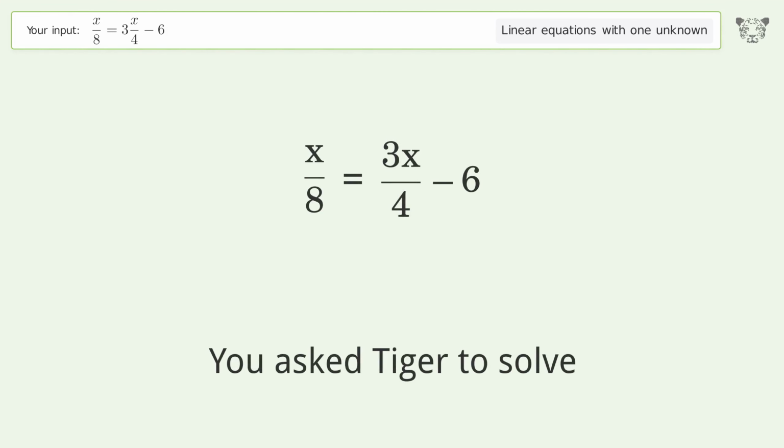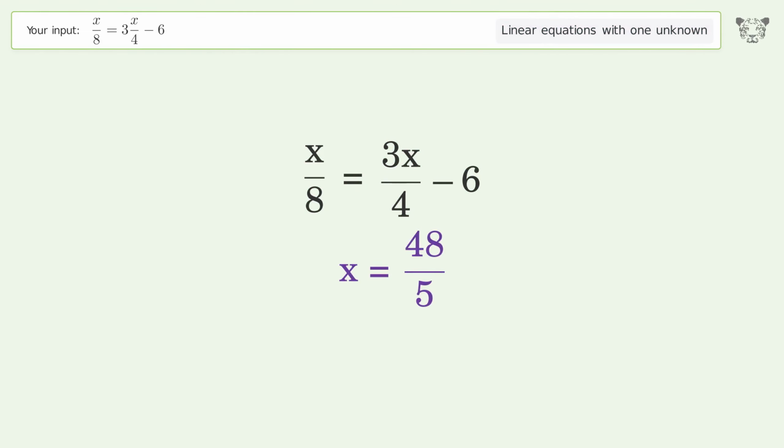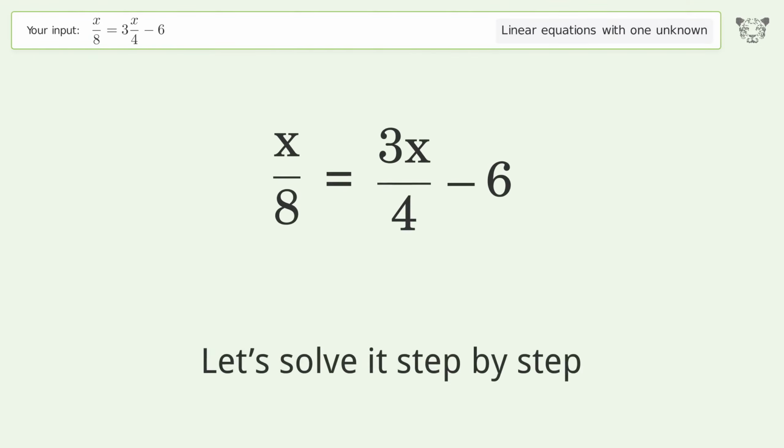You ask Tiger to solve. This deals with linear equations with one unknown. The final result is x equals 48/5. Let's solve it step by step.